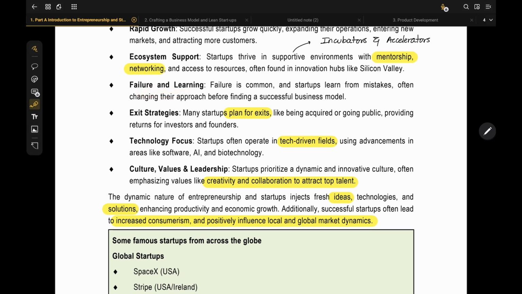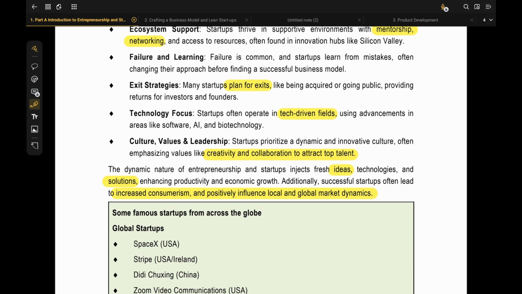Failure and learning. They will face failure, but they will learn quickly and adapt quickly. Exit strategy. In every startup, there will be an exit strategy. Startups are very risky. 90% of the startups face failure. Only 10% become successful. So, for failure also, we have to make a provision. If it becomes a failure, what do we have to do? That also we should see.